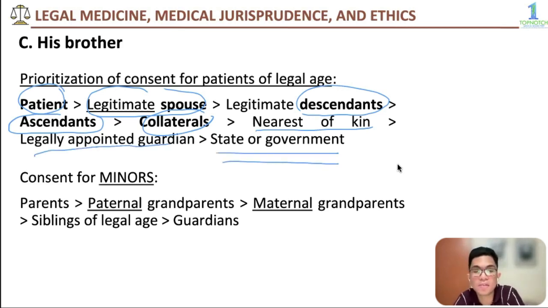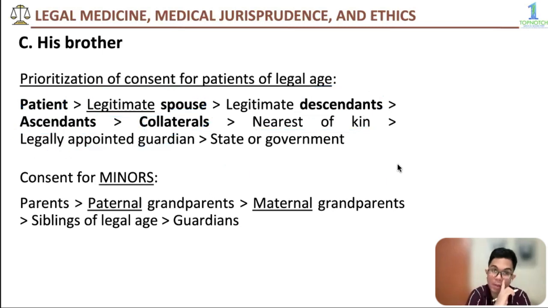So the MD must first try to obtain consent from these people before they proceed to a medical intervention. If wala talagang available, then the MD can be the one to give their consent based on their judgment in the patient's best interest. Okay? As with the principle of beneficence. So for minors naman, mauna yung ascendants. Okay? So parents, paternal grandparents first, and maternal grandparents, then any sibling of legal age, and then the guardians.